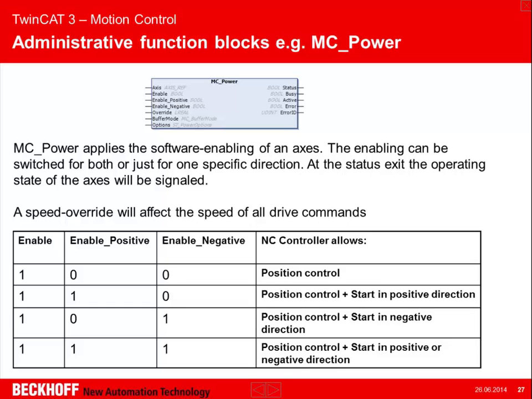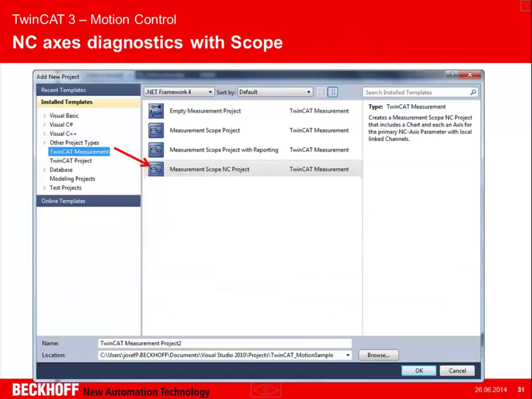And additional information, graphical information, you can get with the scope, and this is also easy in TwinCAT 3. So we can add a new project, a measurement project. And the measurement project has templates, and a special template is a template for motion control. So this is prepared for motion control, and all the settings and all the things you want to sample for an axis are integrated in this template.